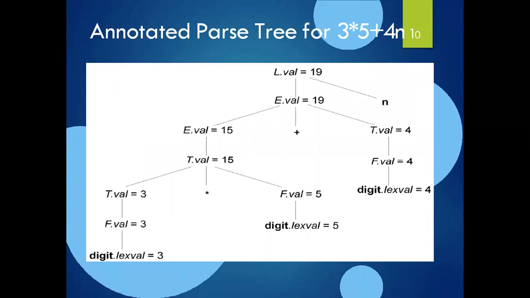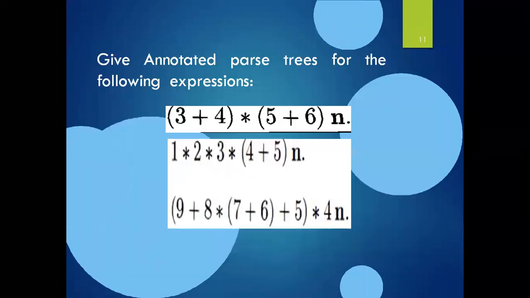I think it is clear how to represent parse trees for expressions like 3 * 5 + 4n. And now for the next class, please make a note of this question. Draw the annotated parse trees for the following expression. Please all of you make a note of this question and draw the annotated parse trees for the given expression.